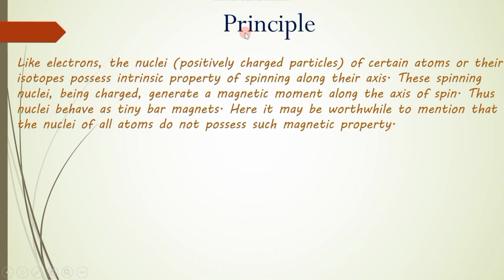This is the principle behind NMR. Like electrons, the nuclei of certain atoms or their isotopes possess the intrinsic property of spinning along their axis. These spinning nuclei, being charged, generate a magnetic moment along the axis of spin. Thus nuclei behave as tiny bar magnets. So we can see from this that not all atoms possess such magnetic properties. They differ from atom to atom.